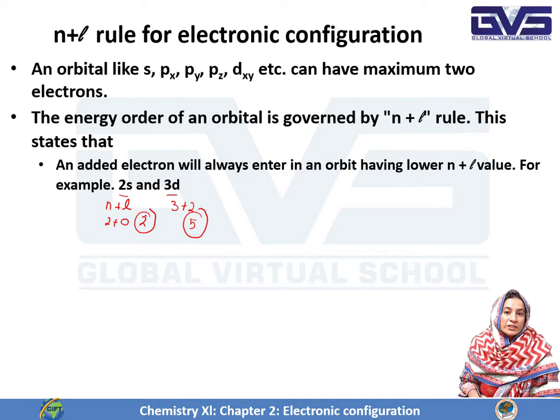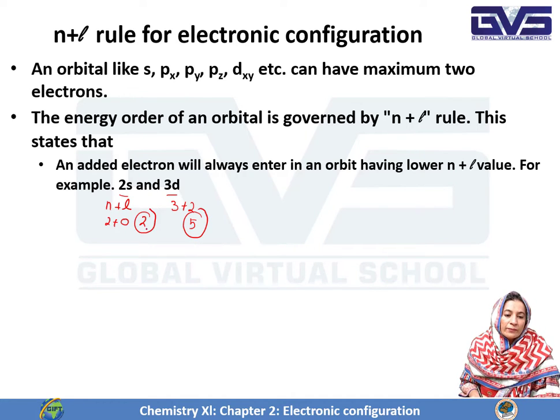So which has the low n plus l value will be of low energy. Which has the higher n plus l will be of high energy. So electron will be filled first in the low energy orbital, that has the low n plus l value, and then it will go to the one with high n plus l value.